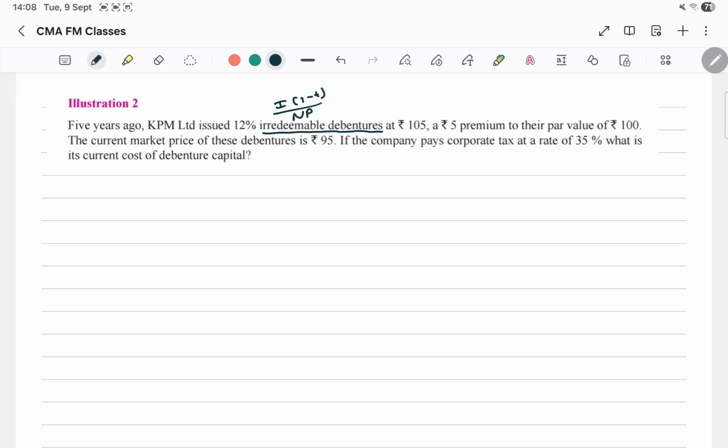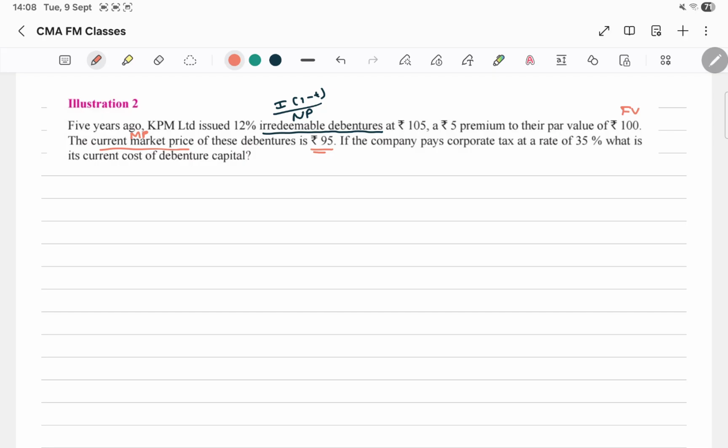Five years ago, KPM Limited issued irredeemable debentures at 105, a 5 rupee premium to their par value of 100. This is the face value, right? And the current market price, MP, is 95. So it is irredeemable debt.